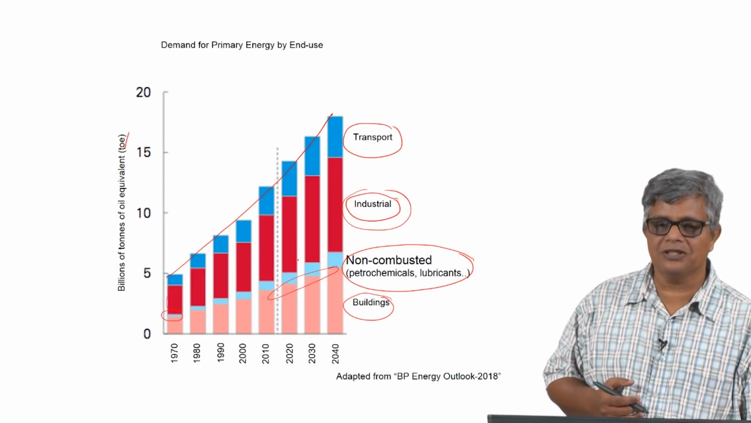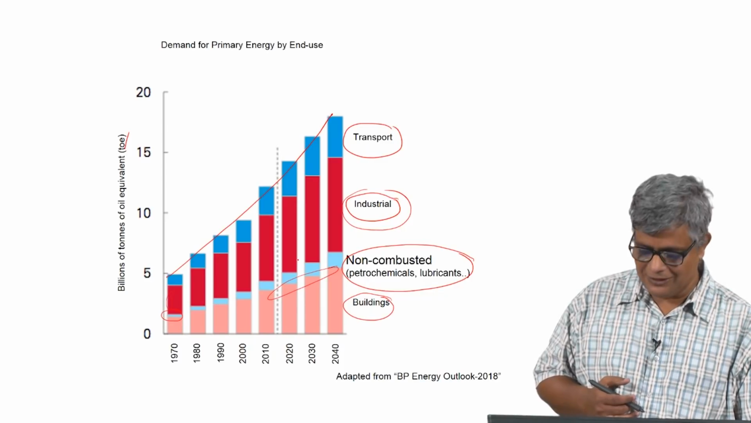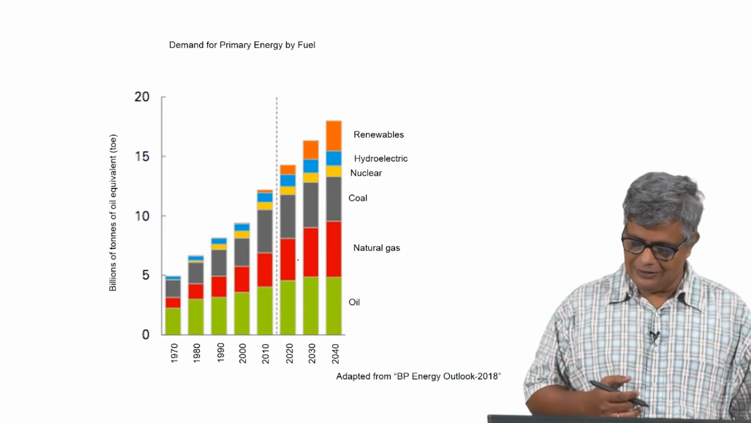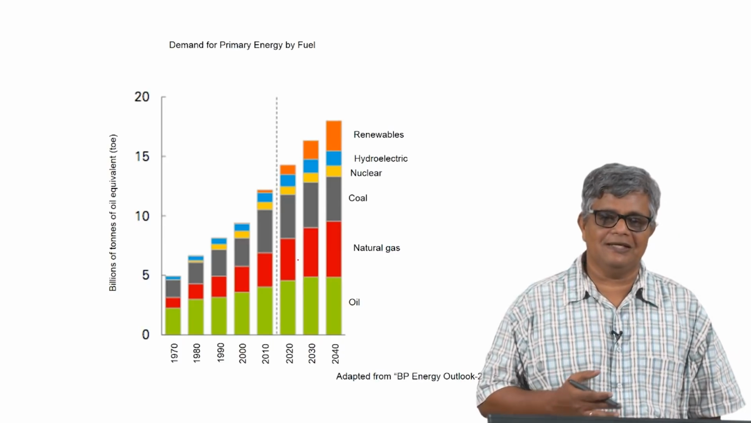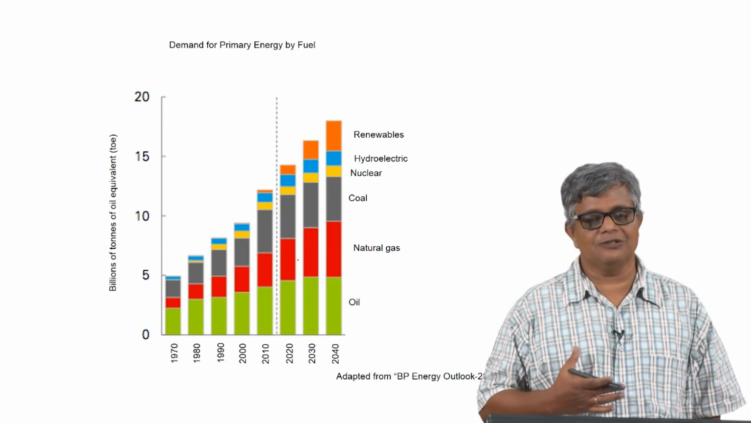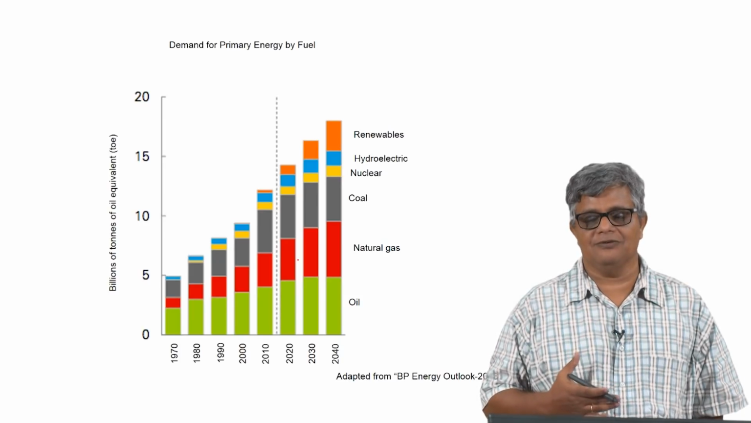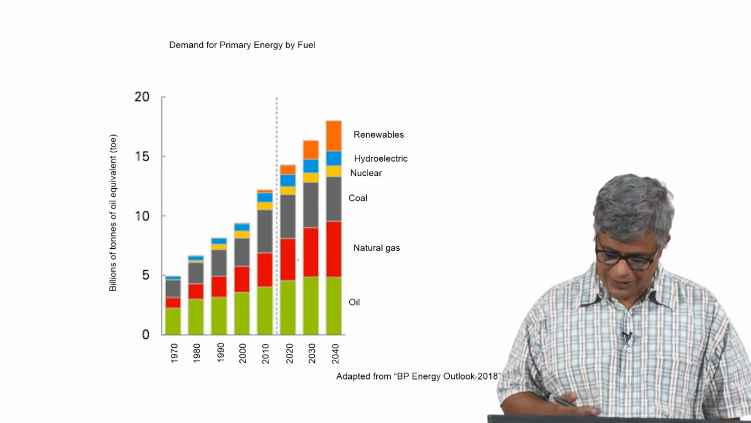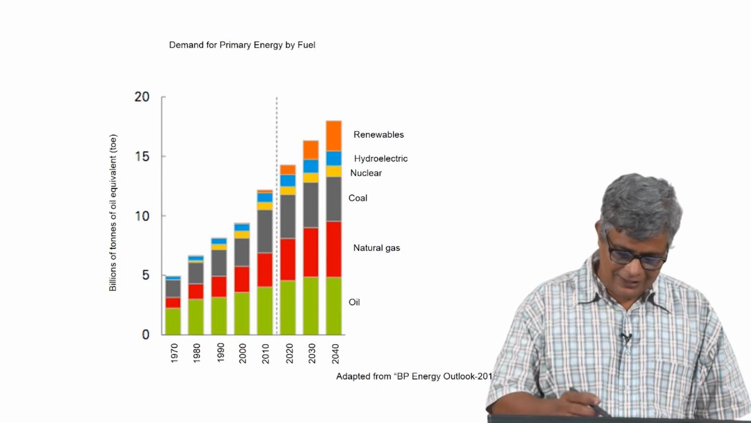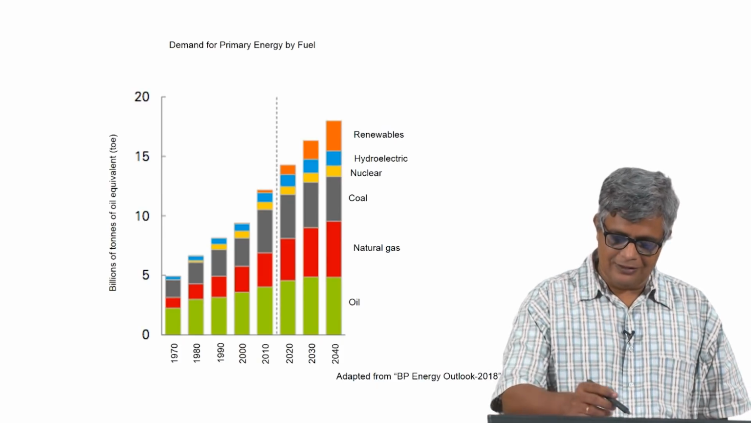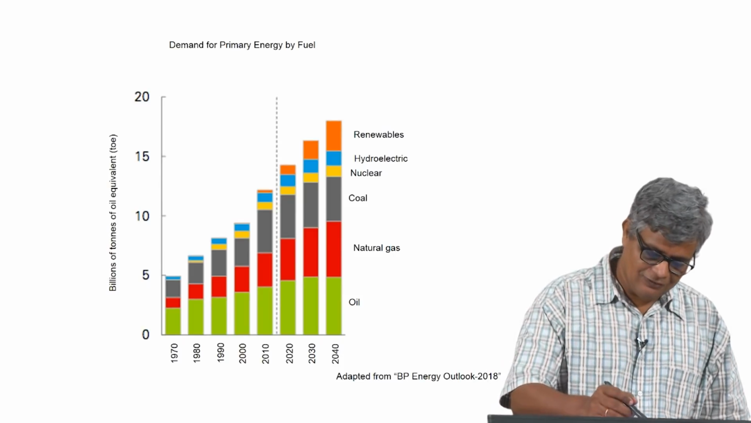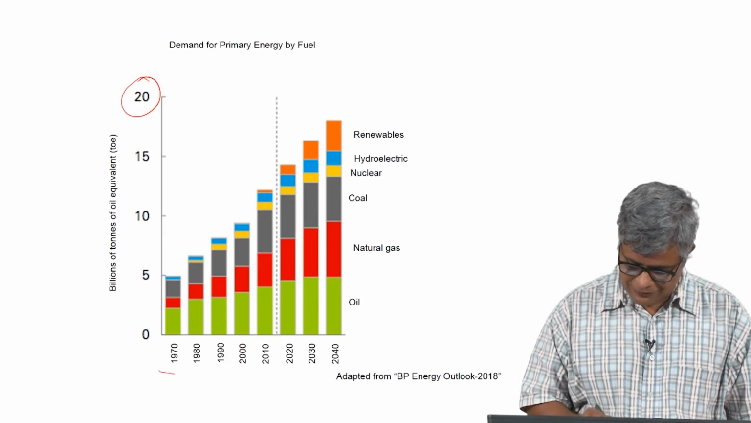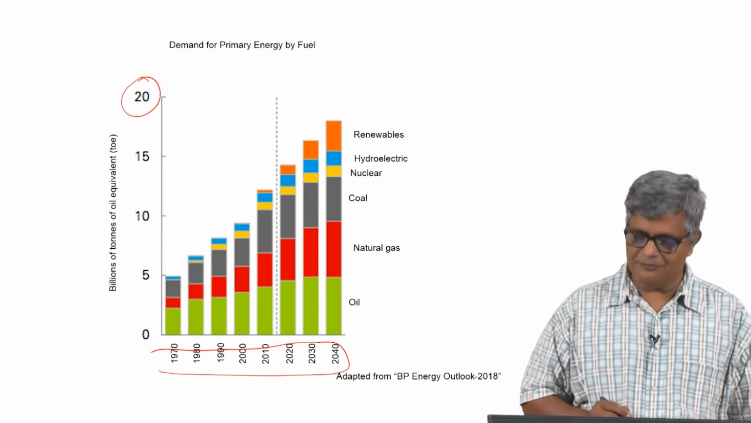So, we cannot wish away energy, it is going to be needed by us and it is going to be demanded by us. And in terms of where we get this energy from, because the fuel is important in terms of the kind of stresses it places on the environment. Here we are distinguishing in a similar way the total demand of primary energy of up to 20 billion tons of oil over this period from 1970 to 2040.